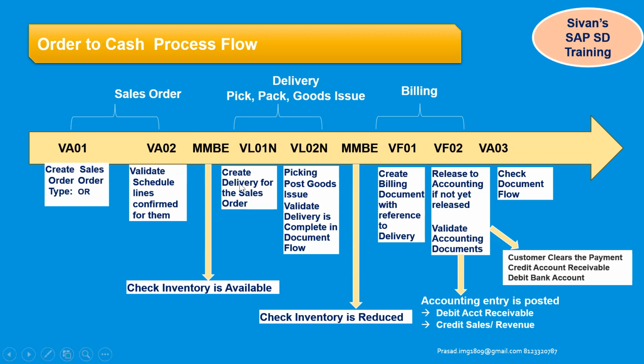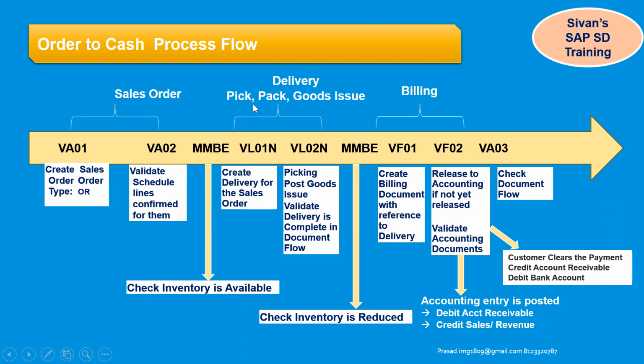So this is how the sales order process looks. First, we use the transaction code VA01 to create the sales order, and we can go to VA02 transaction to see the schedule lines, whether they are confirmed or not. Not only VA02, VA03 also we can go. And we can cross-check whether the stocks are available or not in the transaction code MMBE, the stock validation, that is, check whether inventory is available or not.